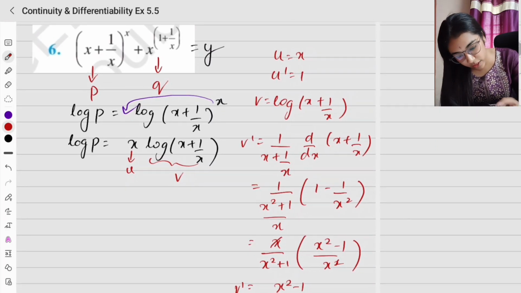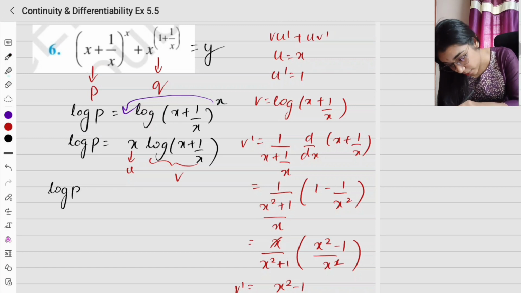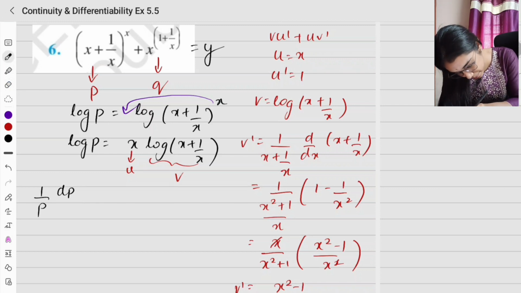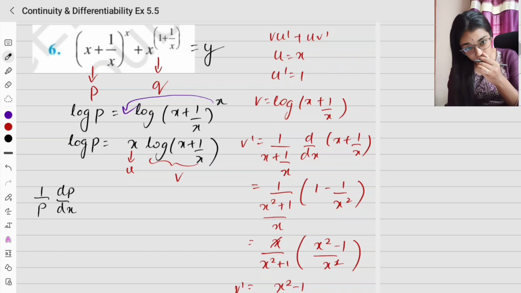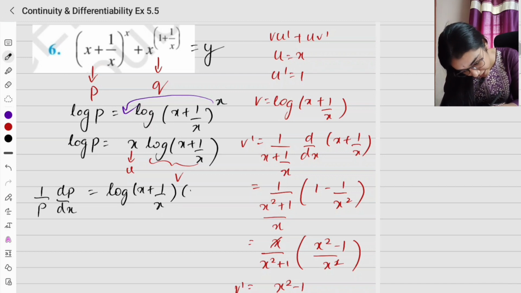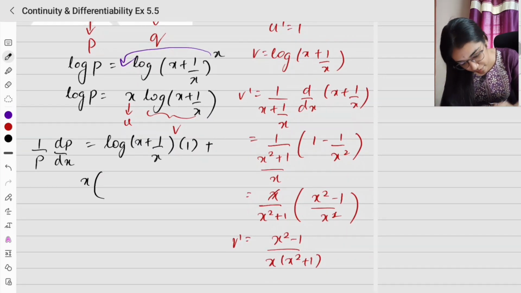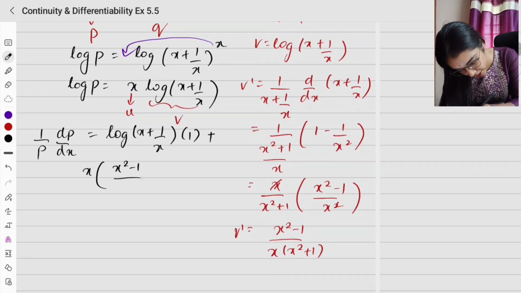So what is my formula? V u dash plus u v dash. Product rule. So what is my final answer going to be? Log p, and I differentiate. So I'll have 1 divided by p times dp by dx. The variable is p, so you also have to differentiate p with respect to x, equals v u dash, which is log of x plus 1 by x times u dash, which is 1, plus u v dash, which is going to be x times v dash, x square minus 1 divided by x into x square plus 1. Here, on simplifying, the x and the x got cancelled.